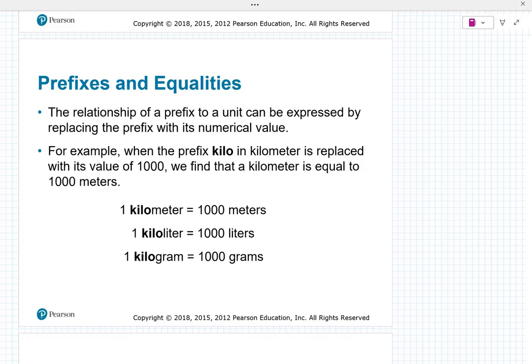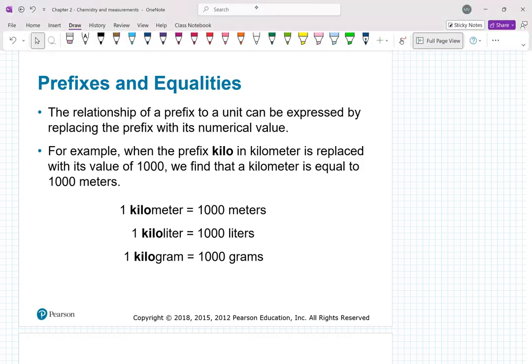So my favorite part about the metric system, prefixes. How many inches are in 1 foot? 12. How many feet are in 1 yard? 3. 3, just 3. How many feet are in a mile?